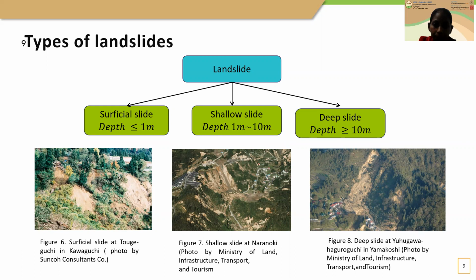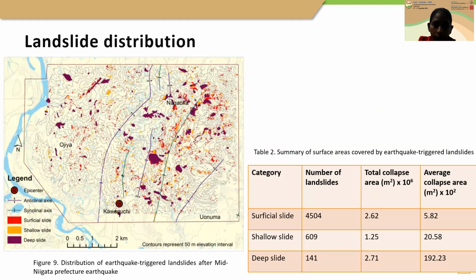So when you see the statistical distribution, the number of surface slides is bigger than the other slides. But when you look at the total collapse area, the total collapse area for the deep slides is somewhat greater than for surface slides. Hence, instead of the number of landslides, this work considered the landslide occurrence ratio to find the correlation between the geological and geomorphological factors in earthquake-induced landslides around this area.